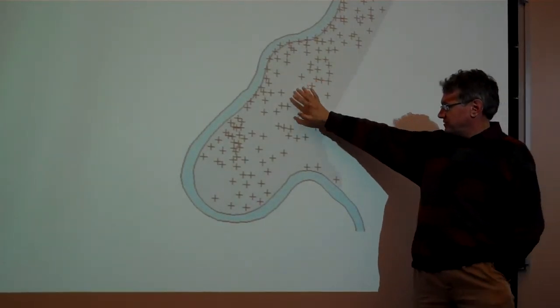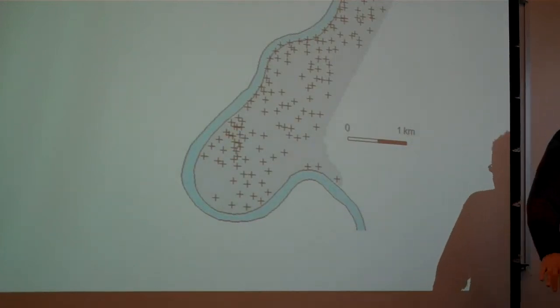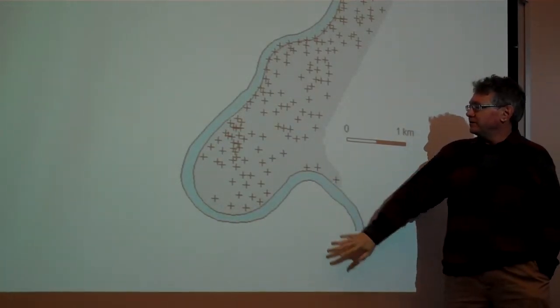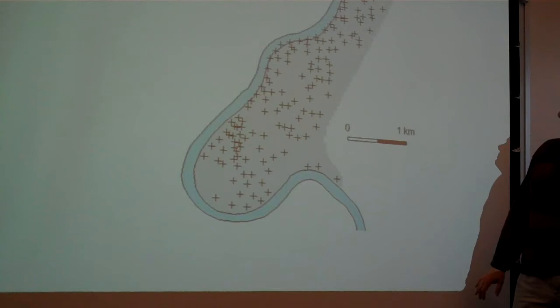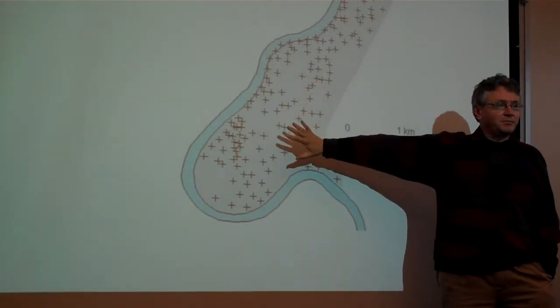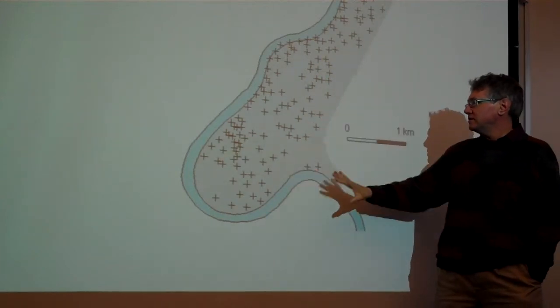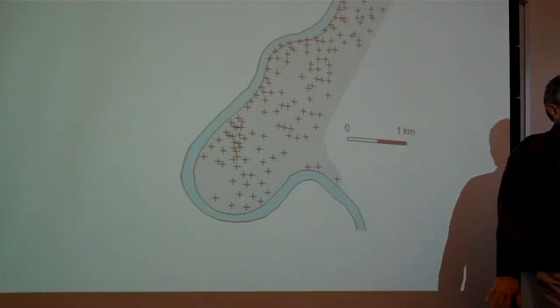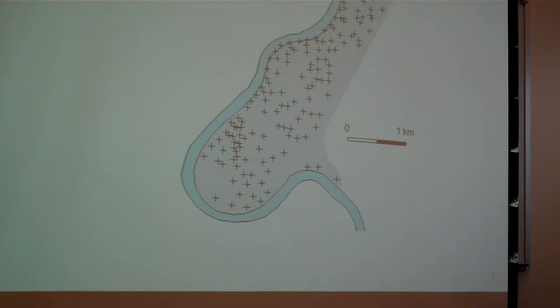So here now they are on something that approximates a real map. This is a river in the Netherlands called the Meuse River, and this is a floodplain in the bend of the river. Around this site there's a village, so there's a whole bunch of people living around there. This is Western Europe, so there's a whole bunch of people pretty much everywhere.